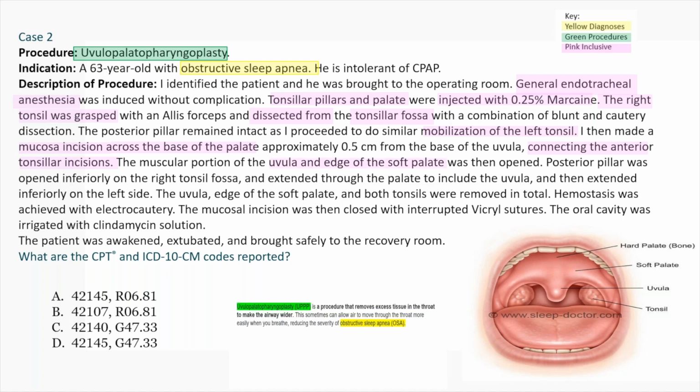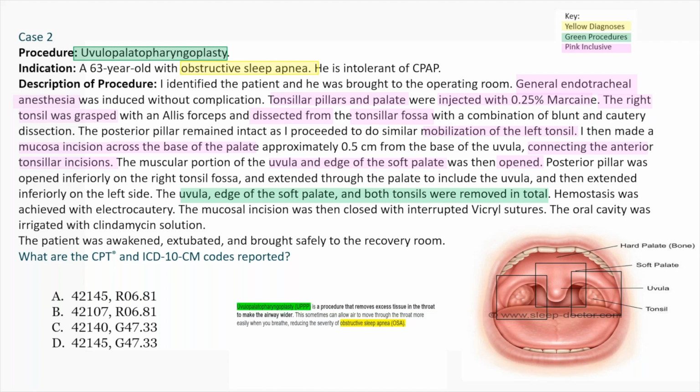The uvula edge of the soft palate was opened. The uvula edge of the soft palate and both tonsils were removed in total. So now you can see in the image, we have a right tonsil, a middle portion that is the soft palate and uvula, and a left tonsil. So in this procedure, all three structures were removed.